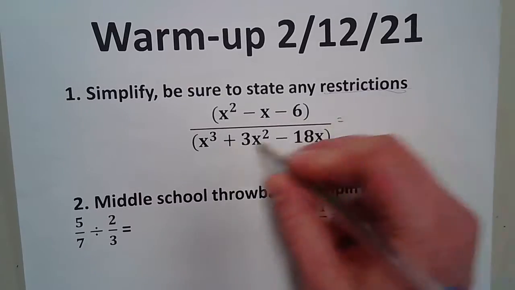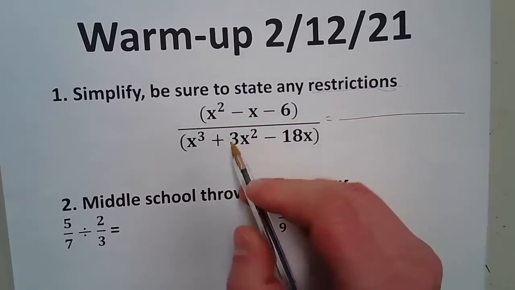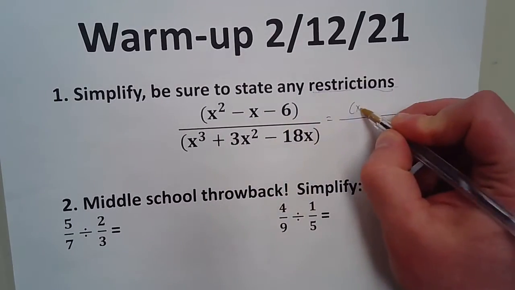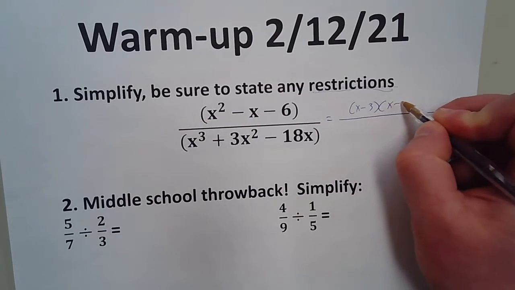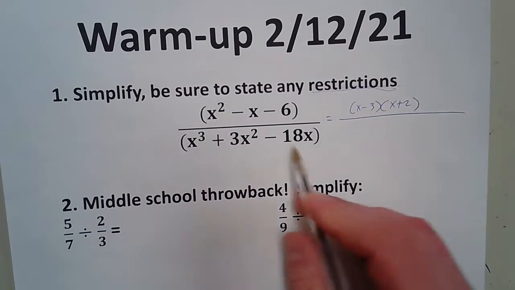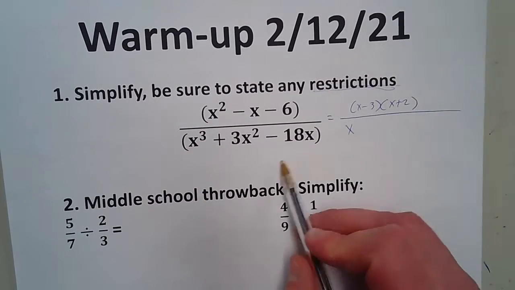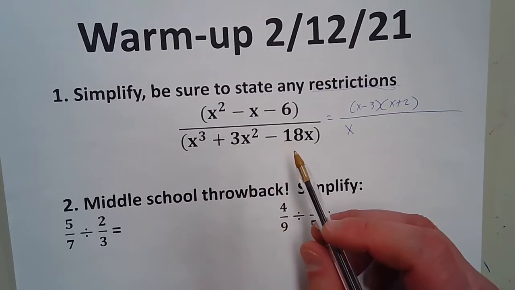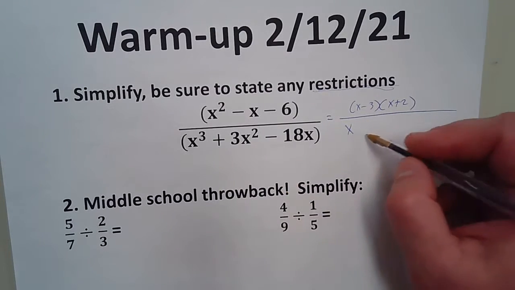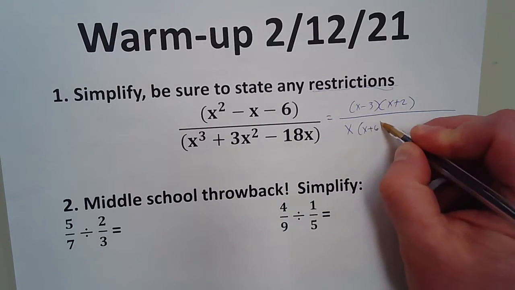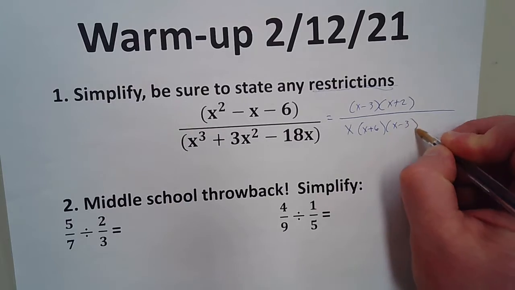So first step, you need everything factored. So looks like we're going to need to go x minus 3 and x plus 2 here. Down here, we can pull the x out. That'll knock all the powers down one. And then factor negative 18 that add to 3, we'll need to use 6 and negative 3. So x plus 6, x minus 3.